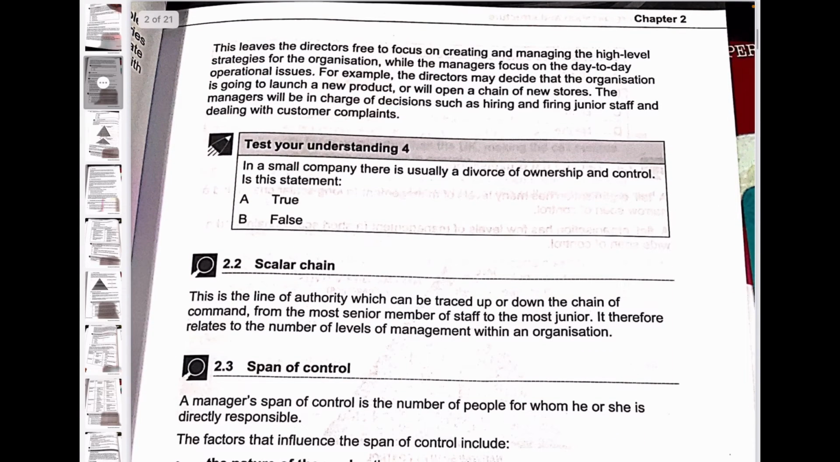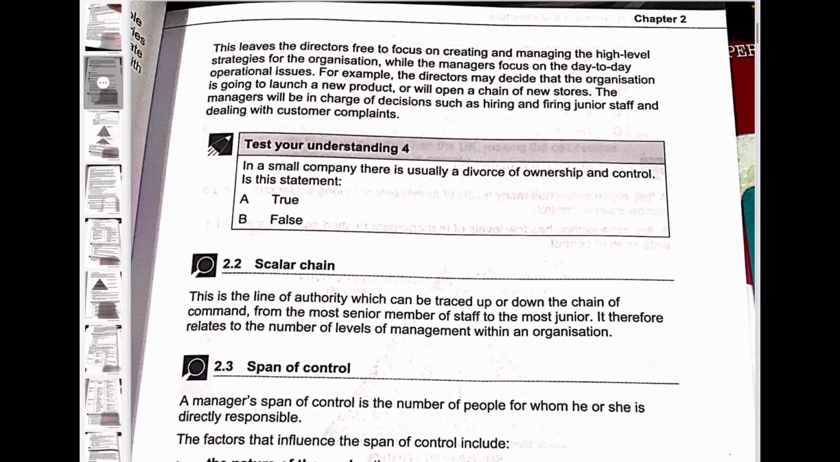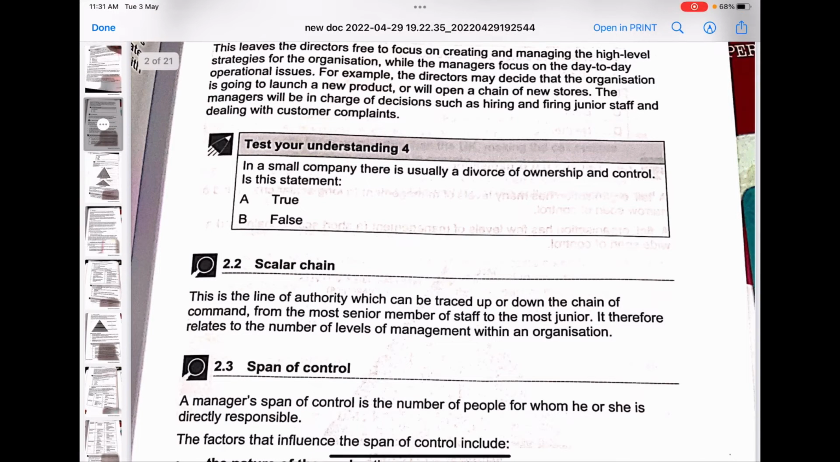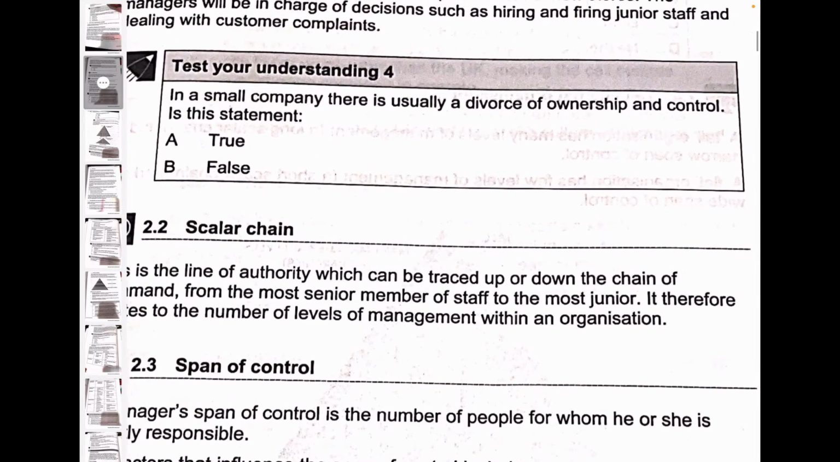This leaves the directors free to focus on creating and managing the high-level strategies for the organization, while the managers focus on the day-to-day operation. For example, the directors may decide that the organization is going to launch a new product or will open a chain of new stores. The managers will be in charge of decisions such as hiring and firing the junior staff.